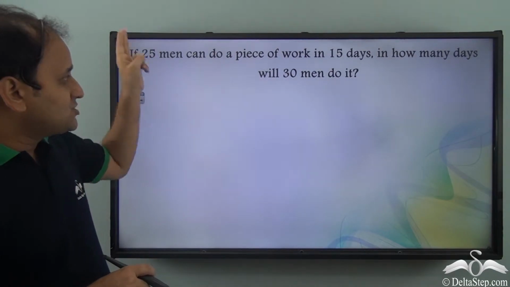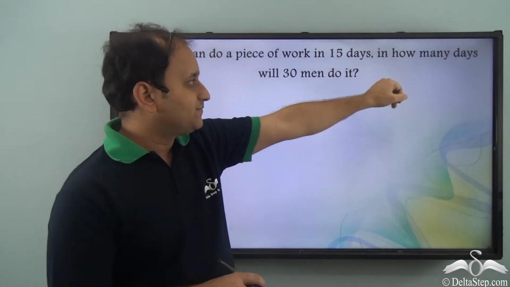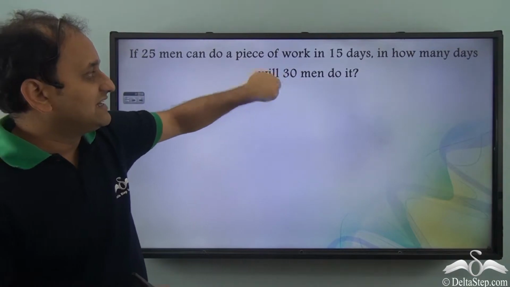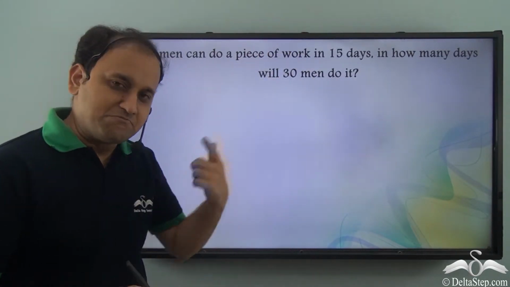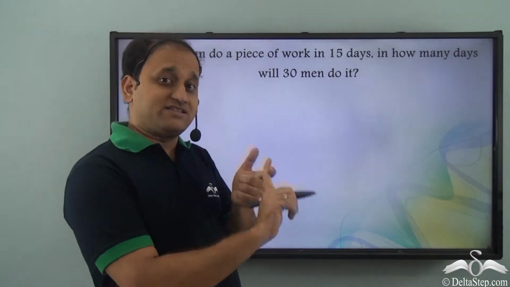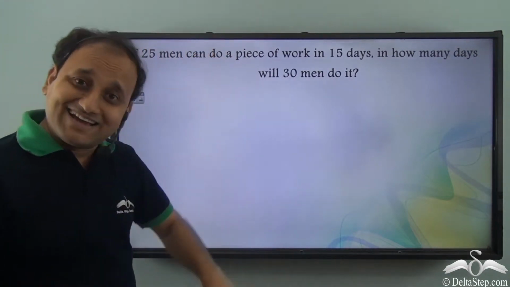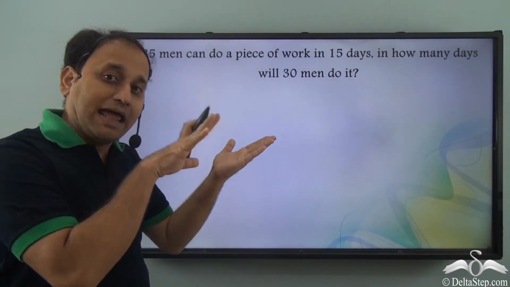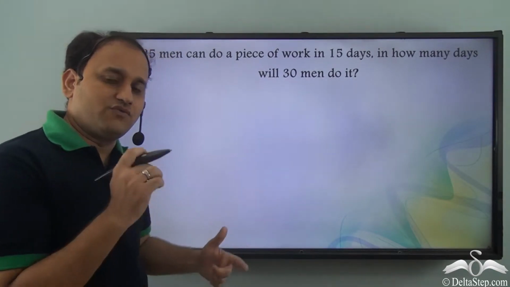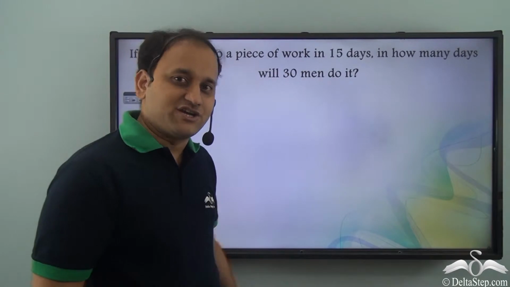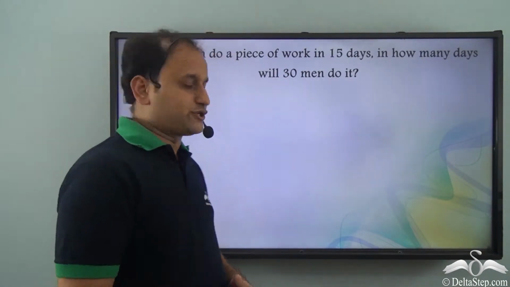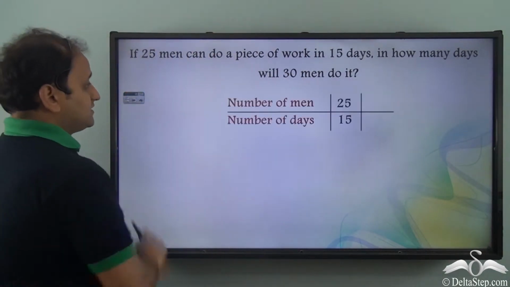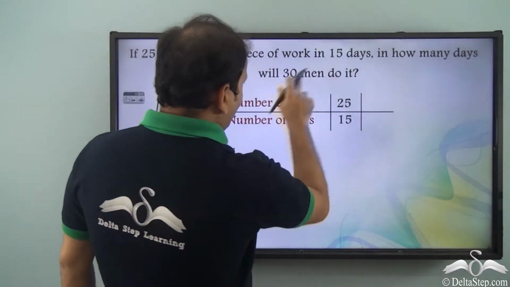So 25 men can do a piece of work in 15 days and we have increased the number of men. It means that the time taken to complete the same work will decrease, right? So as the number of people is increasing, time taken is decreasing. So we are seeing an inverse relationship, right? Inverse variation.